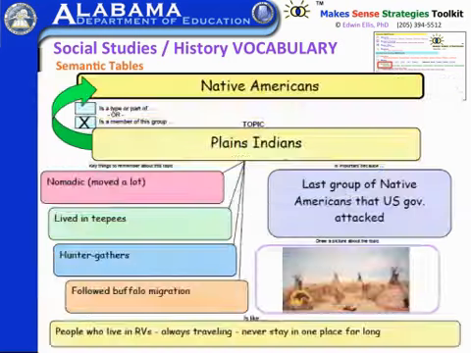An example of that: let's say we're studying the Plains Indians. It's a member of this group, Native Americans. Key things to remember: they were nomadic, they moved a lot, they lived in teepees, they were hunter-gatherers, and they followed buffalo migration. Notice that here we used a term that students may not know, nomadic, but we also defined it right there, so that's not too much of a problem. Last group of Native Americans that the United States attacked is one of the reasons why we remember them. Draw a picture, in this case the teepees on the plains. And is like: the Plains Indians were like people who live in RVs. They're always traveling and never stay in one place for long.